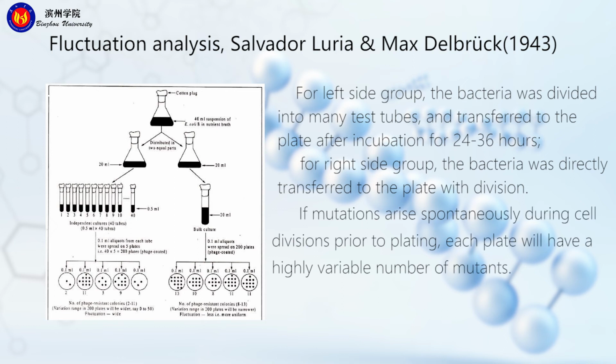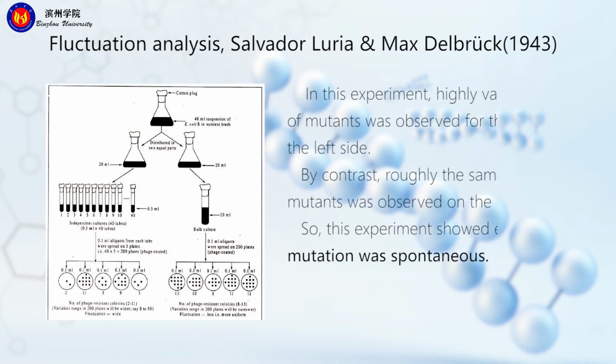If the mutations are induced by the media, roughly the same number of mutants is expected to appear on each plate. In this experiment, highly variable numbers of mutants was observed for the plates on the left side. By contrast, roughly the same number of mutants was observed on the right side. So, this experiment suggested that the mutation was spontaneous.